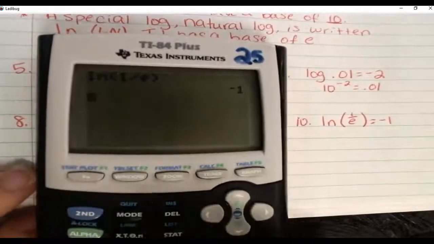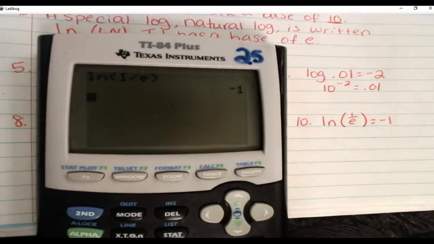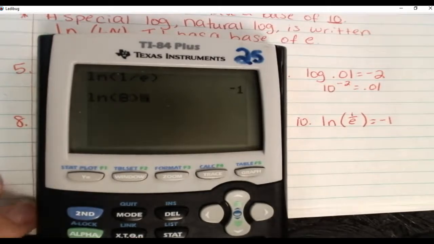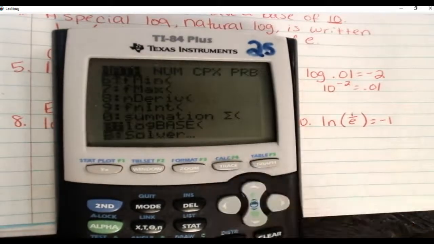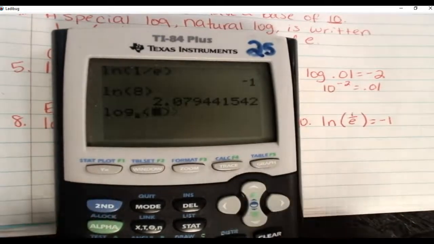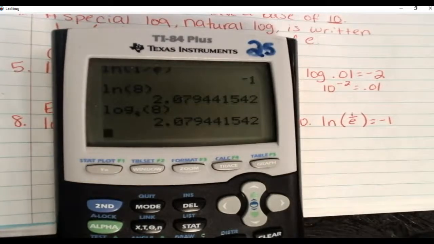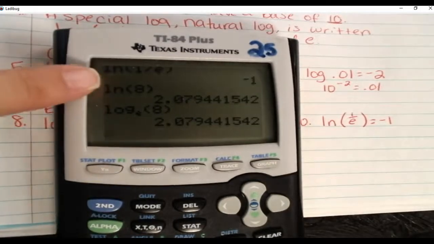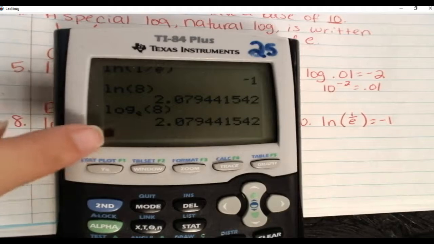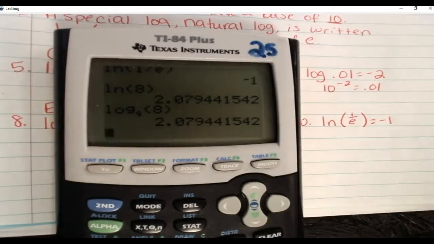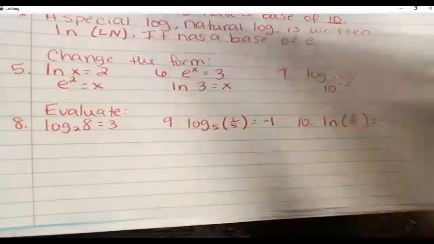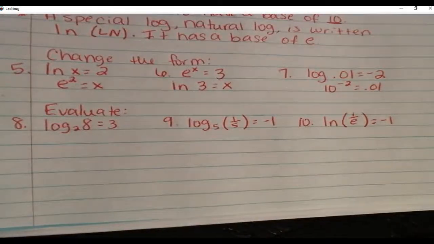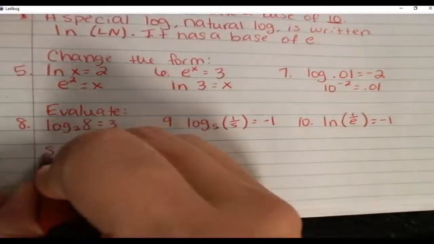Now let's say that you forget that e and that natural log has a base of e. So let's say we wanted to know the natural log of 8. We get this decimal. Let's say you did the log base e of 8. You get the same thing. So ln literally is log base e. So they're the same thing. If you ever forget, it's not that big of a deal, because you can still do log base e. It's just called natural log. Questions?